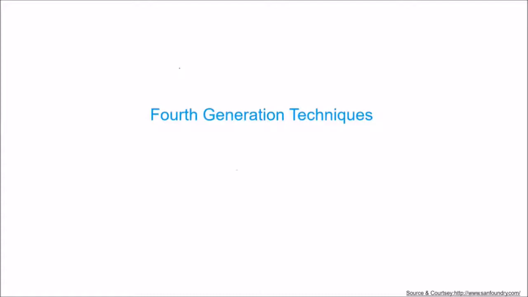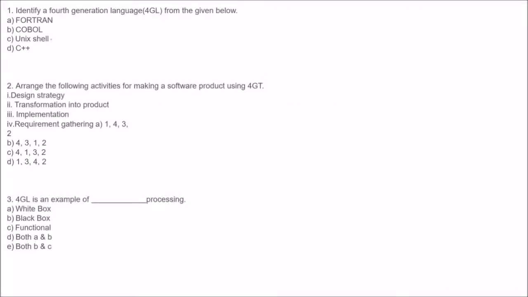The next topic is fourth generation techniques. Identify a fourth generation language, 4GL, from these four options which are given below. The answer is C. Fortran, COBOL, C++, they all are third generation languages.